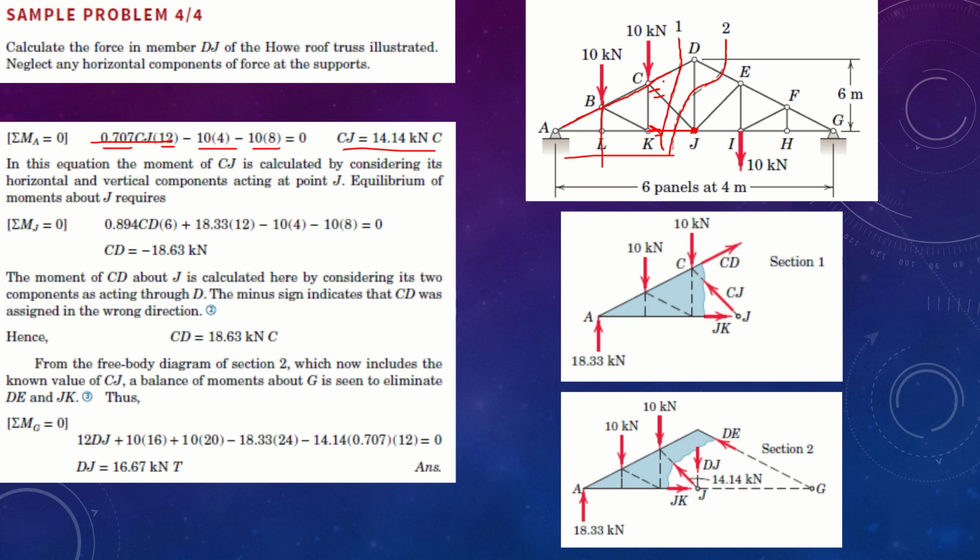Now, if you look at this direction, you can see CD times 6. He has taken the value of CD, a component of CD right here, acting perpendicular to this, creating a moment arm of 6 meters, plus 18.33 into 12 again. This is the force that is coming from the distance of 12 meters. This will be 12, this component.